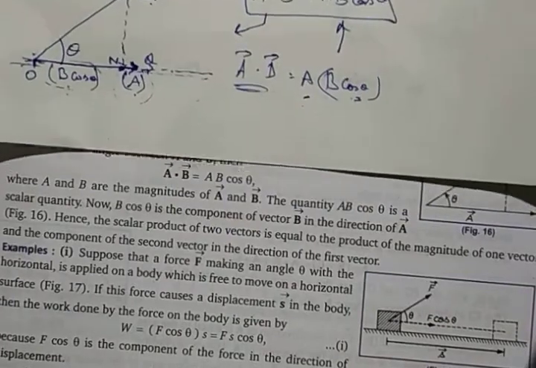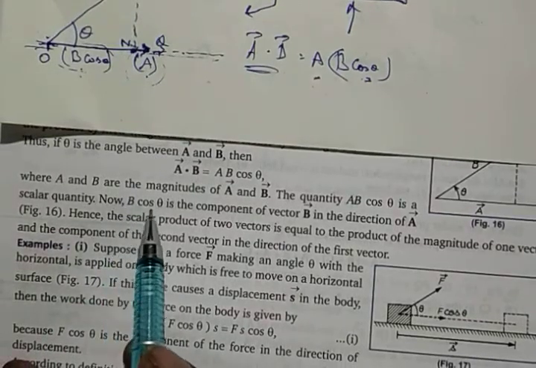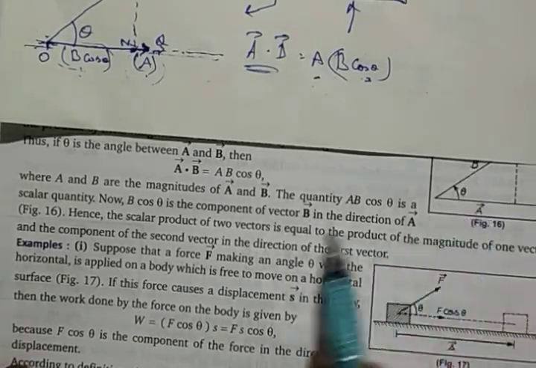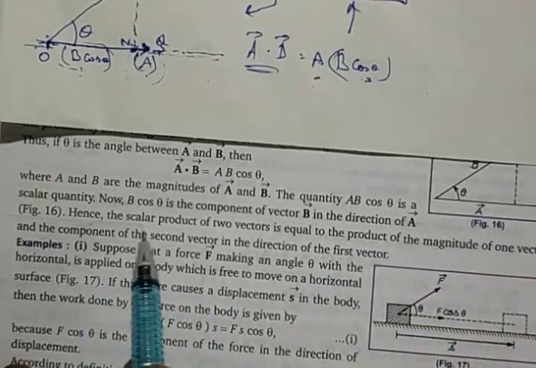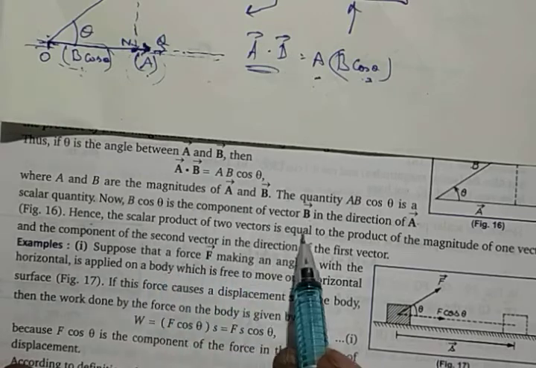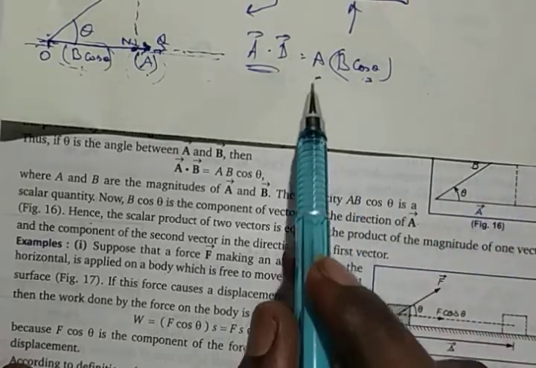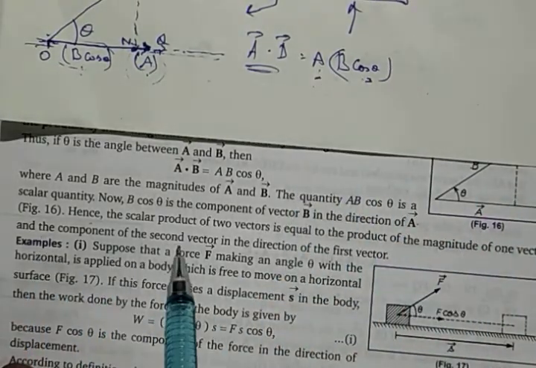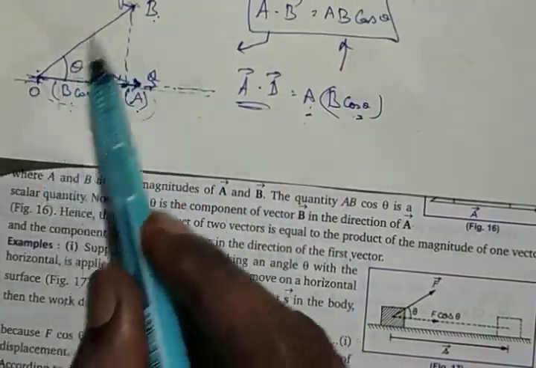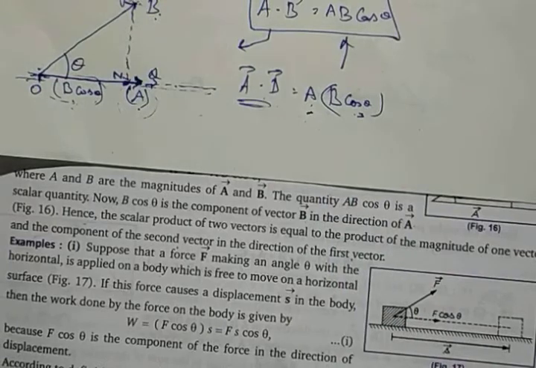Now, B cos theta is the component of the B vector in the direction of A. Is it right? B cos theta is in the direction of A. Hence, we can also give another definition: the scalar product of two vectors is equal to the product of the magnitude of one vector, that is A vector, and the component of the second vector in the direction of the first vector. What is the component of the second vector? It is the component of B vector in the direction of A vector, that is B cos theta. These two multiplied is also called a scalar product.